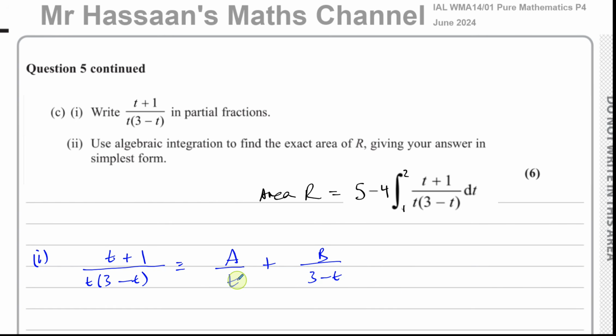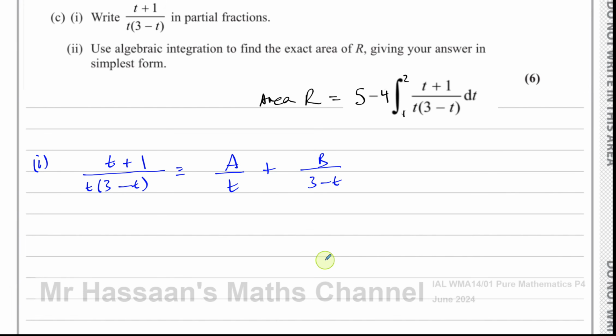The next step for us is to basically multiply through by t times 3 minus t to get rid of the fractions. So we have t plus 1 is identical to a times, and what I'm going to do, if I multiply by t times 3 minus t, this term, the t cancels, I'm left with a times 3 minus t, plus, if I multiply the whole of this by t times 3 minus t, the 3 minus t cancels, leaving you with bt. Basically, this is multiplied by that, and that multiplied by that.